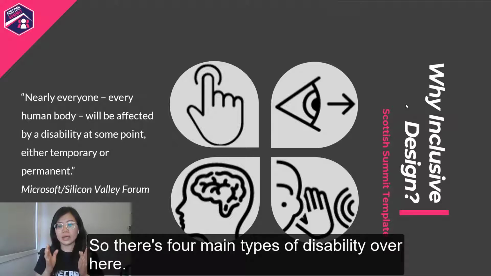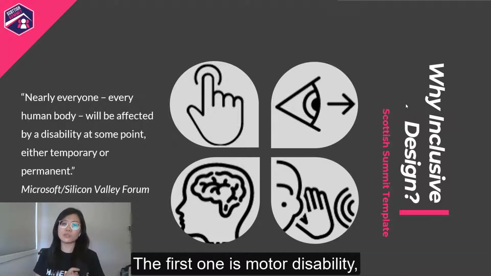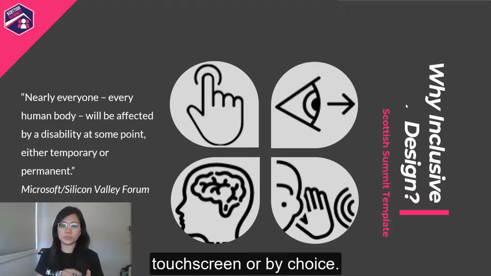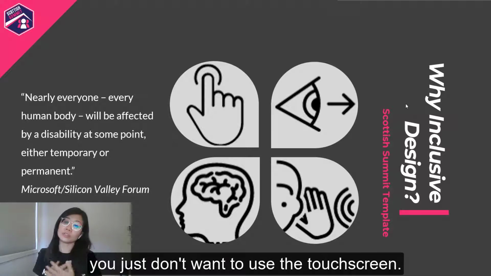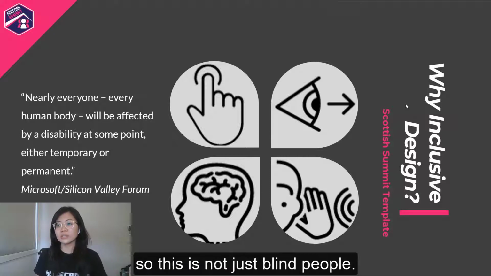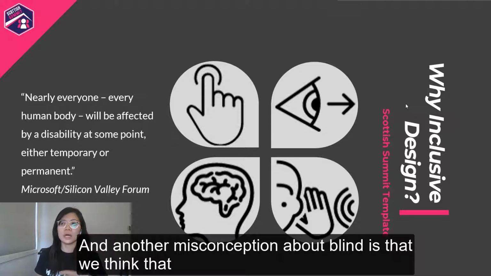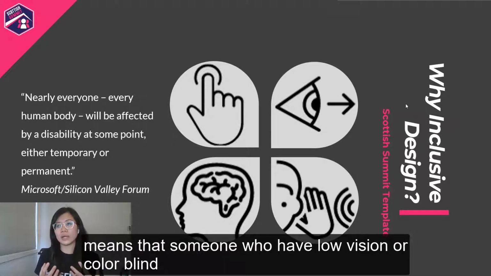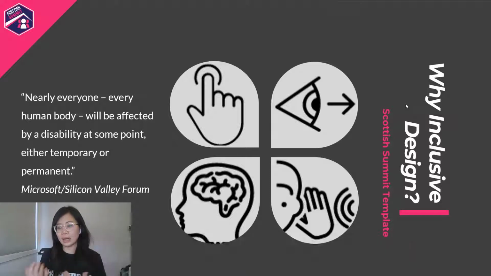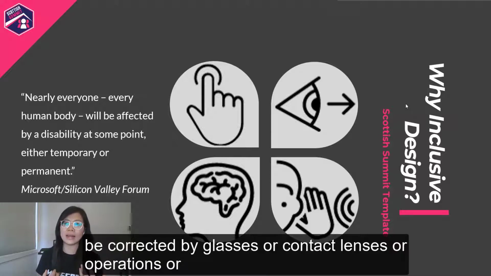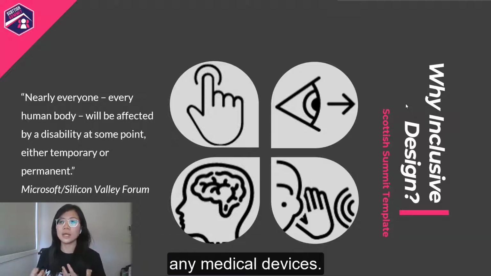So there are 4 main types of disability. The first one is motor disability, which means that you are not able to use the touch screen, or by choice, you just don't want to use the touch screen. Second one is visual impairment. This is not just blind people, and another misconception about blind is that we think that blind people see darkness. They don't. Visual impairment means someone who has low vision or colorblindness or has some issues with their eyesight that could not be corrected by glasses or contact lenses or operations or any medical devices.